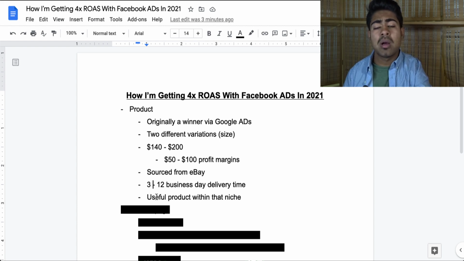But in addition, with the specific niche that this product is in, it is a very useful product. It makes life easy and makes the job much faster within that niche, which is why I believe that this was a winning product for Facebook. Again, I wasn't really considering the fact that this was useful or anything when I added it to Google. If you want to know more about how to add the right products on Google, I have tons of videos on that, which you can check out on my channel.